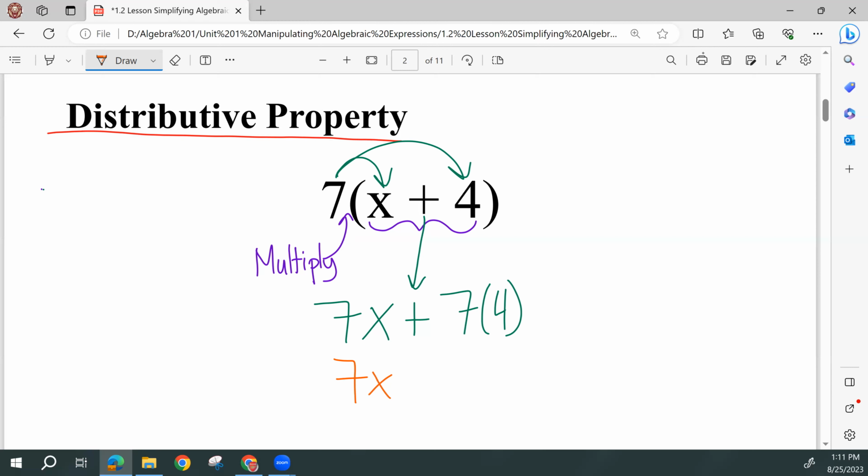7 times 4 we can do. If you can do it in your head, that's fine. If you want to use decimals, that's okay too. 7 times 4 is 28. And we're going to have that plus there still. There's nothing else we can do to this expression, and so we would consider it simplified.